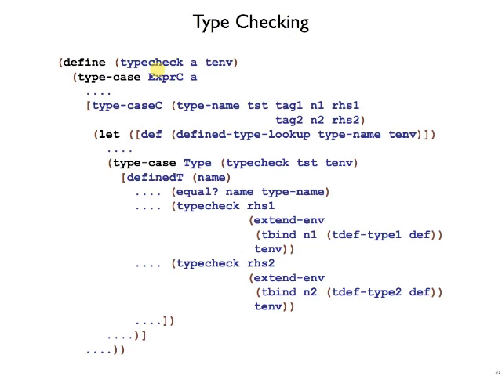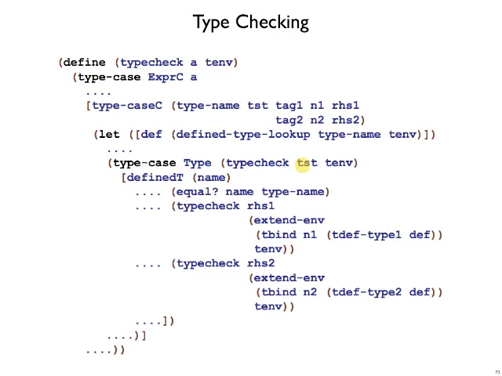When we type check type case, then we have a lot more work to do. So in type case, we have a type name, and the first thing we do is look in the type environment for that type name, hopefully getting a tdef back. And if we don't get a tdef back, there will be a no type exception raised, because that means the type name wasn't defined.